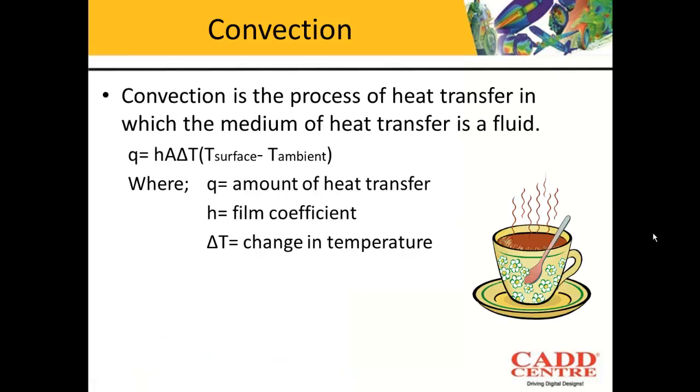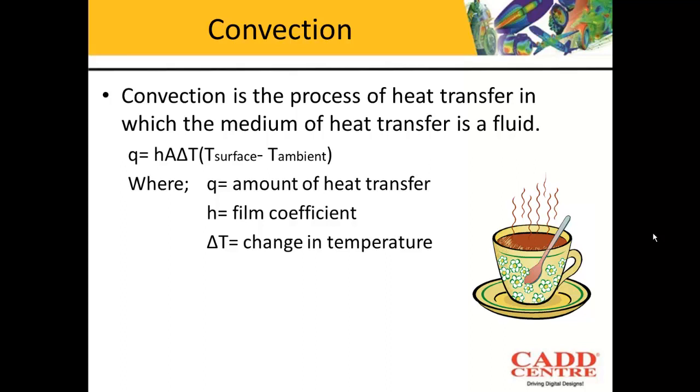Next is convection. Convection is a process of heat transfer in which the medium of heat transfer is a fluid. When you say fluid, it can be a liquid or gases also. Fluid does not mean it has to be liquid, but it can be liquid plus gases also. So there are different examples of convection. For example, when you are heating water using an electric heating rod, that is an example of convection.